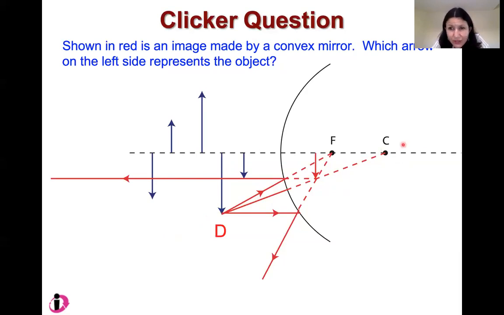So again, if you draw a straight line through the center focal point and the object, the only possible object that makes sense is this object D. This object could never line up, or this one, it's too far, that ray would never hit it.